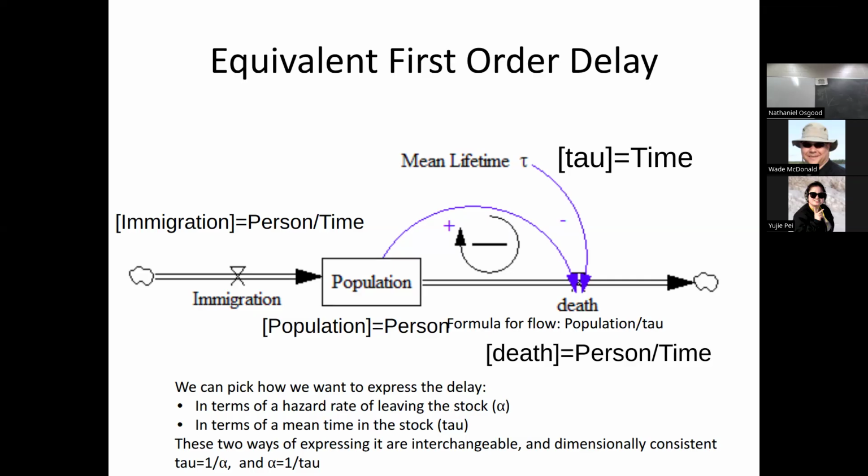And if you have a dimension for this, a dimension for that, the dimension for the formula x divided by tau, if the dimension for x is person, if the dimension for tau is time, right? P and T, the dimension for this is what? Person per time. You just divide the dimensions, right?